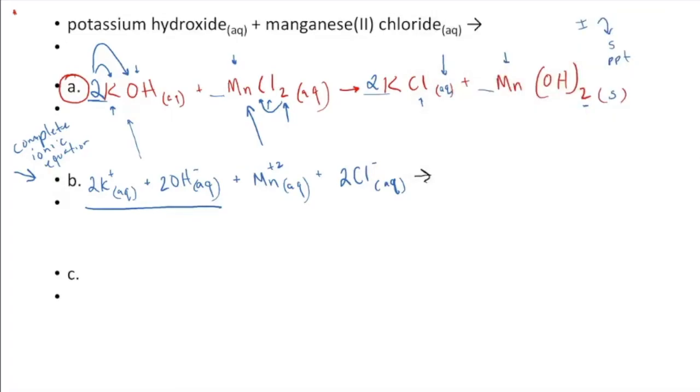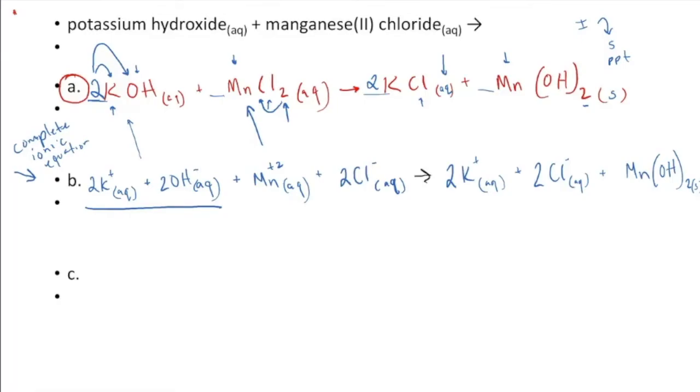So again, if it's aqueous, it splits apart. So we have 2K plus AQ plus 2Cl minus AQ. All right, plus now this is the only one that's solid. So it stays together. Mn parentheses OH parentheses 2, and then you get your S or your PPT there. Either one is fine. Okay, are there any questions with that part?